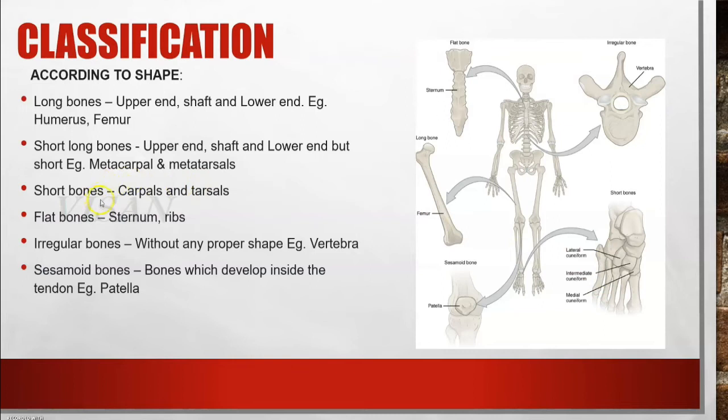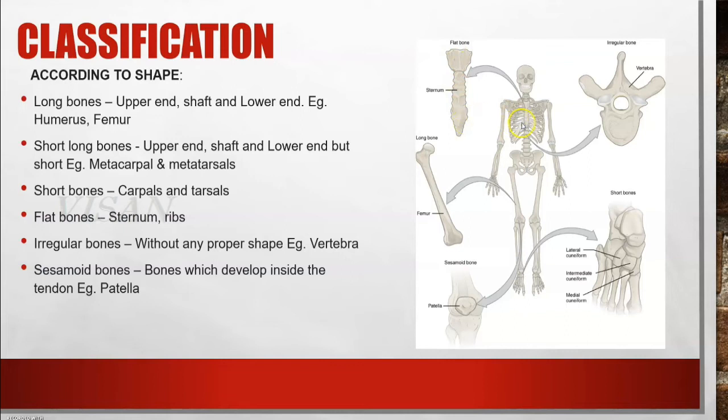And short bones are very small in nature, and we can see them in the wrist as well as in the ankle joint. So we call these the short bones. Flat bones are bones which, when we touch or look at them, are totally flat. We can see the sternum and the ribs are flat bones.